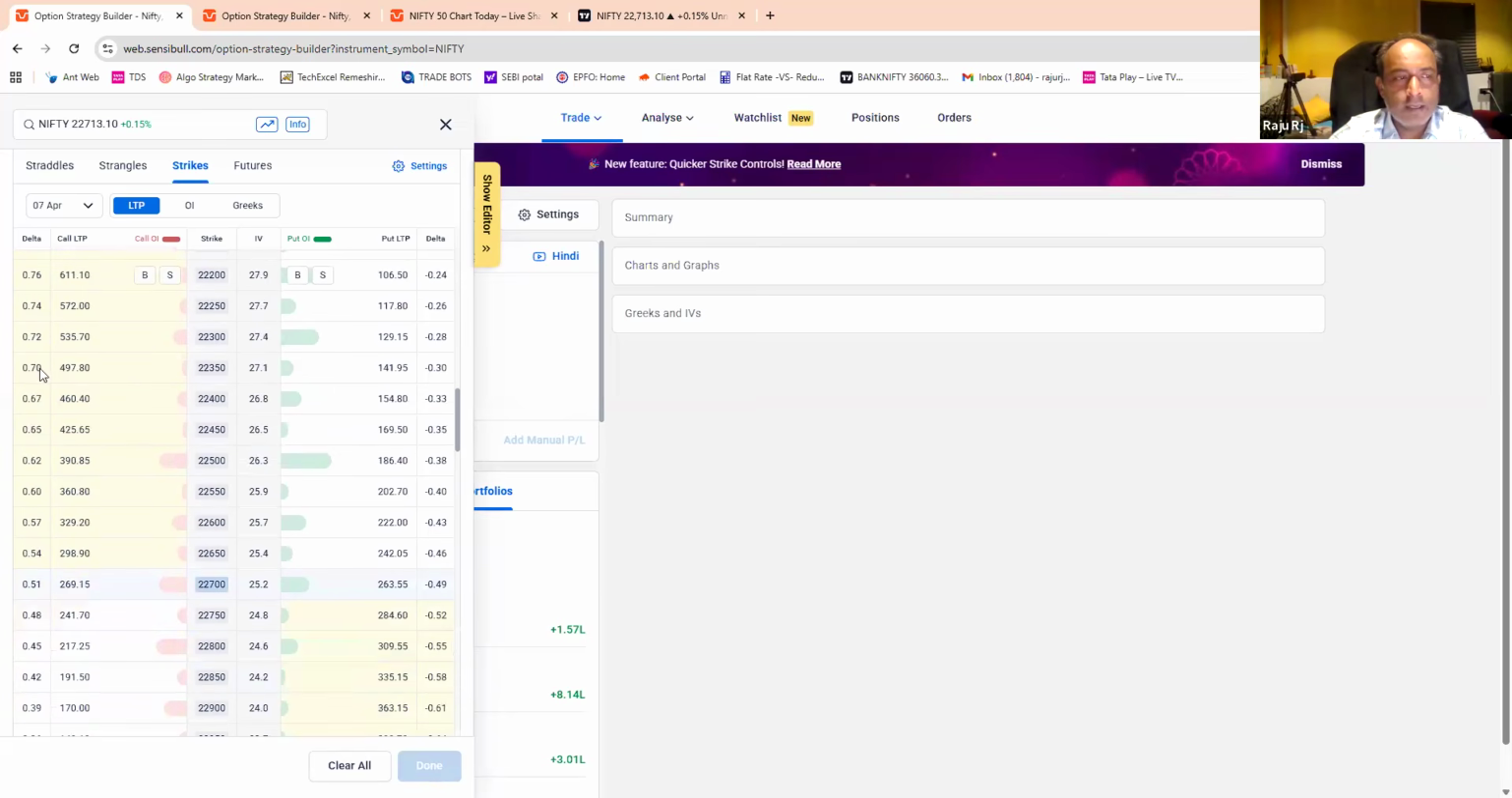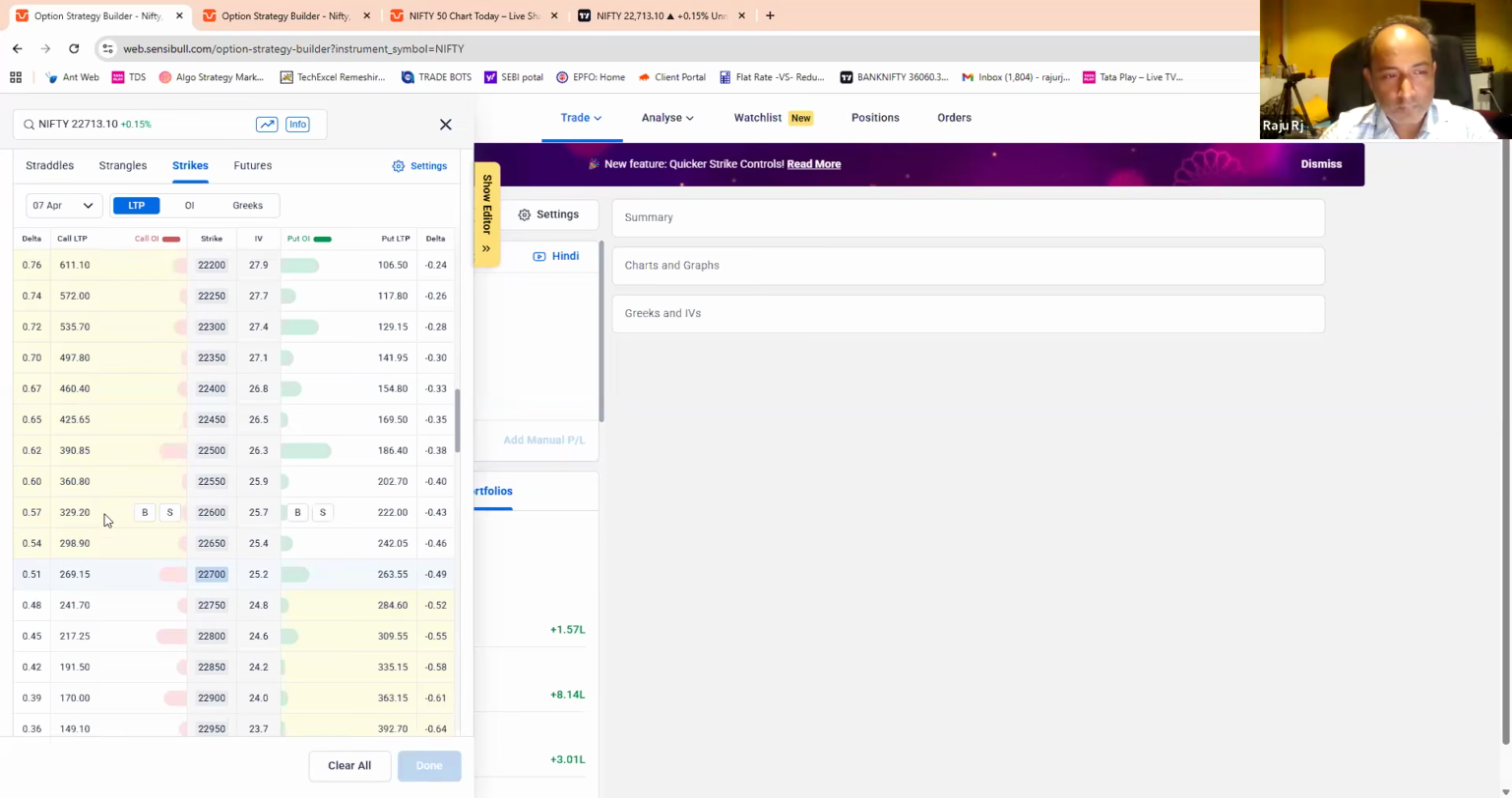Here if you see, deep ITMs will have more delta because they move higher. That's why whenever we give a buy call, we give an option which has a delta of at least 0.5 and above, because if the Nifty moves, it has to move proportionally.